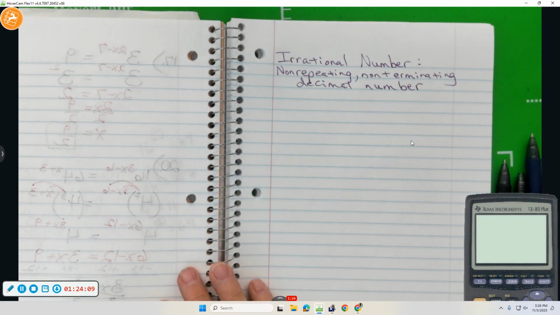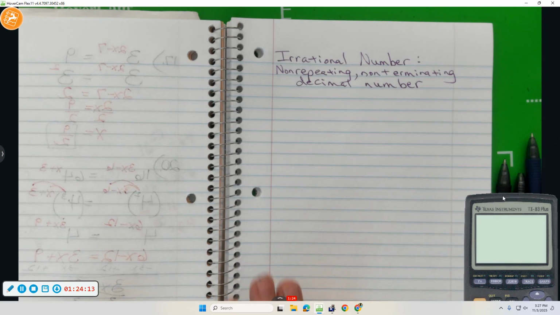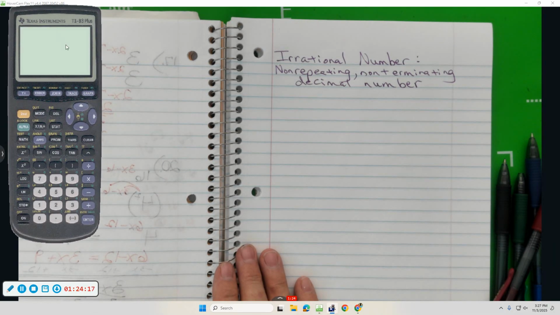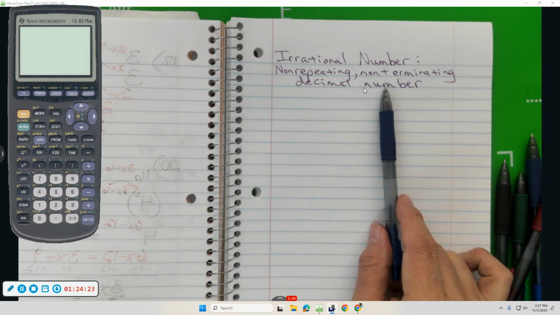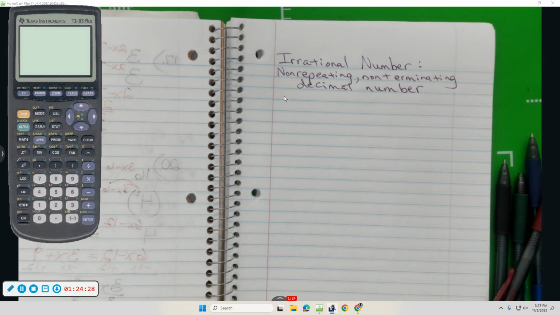A rational number can be written as a fraction, one integer over another integer. Irrational numbers cannot be written just as integer over integer, but their decimal values never end. So we need a way of expressing the value of an irrational number.